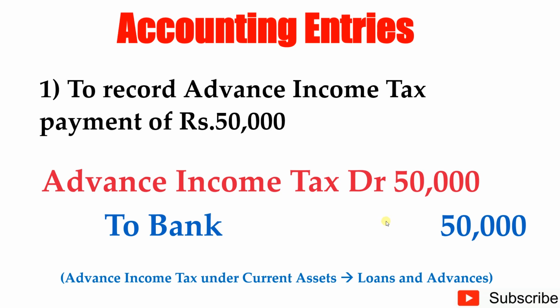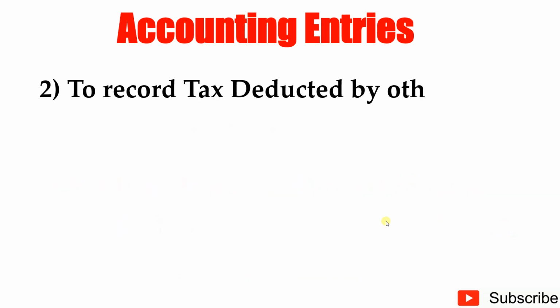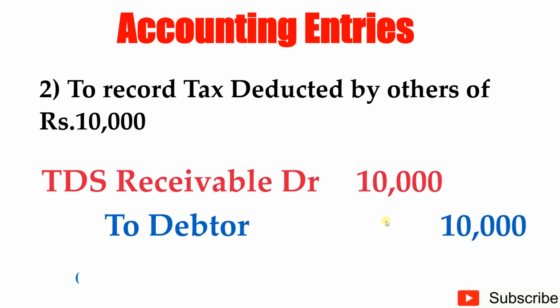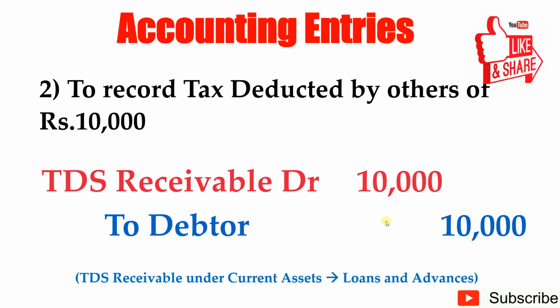So that TDS we have to claim from the government. So the second will be to record the tax deducted by others. Suppose rupees 10,000, where we will debit. The debit will be TDS receivable and the credit will be the concerned debtor name or the party name. So TDS receivable will be debited and the concerned debtor or given party will be credited. This TDS receivable will be considered an asset and will be under current assets, loans and advances.